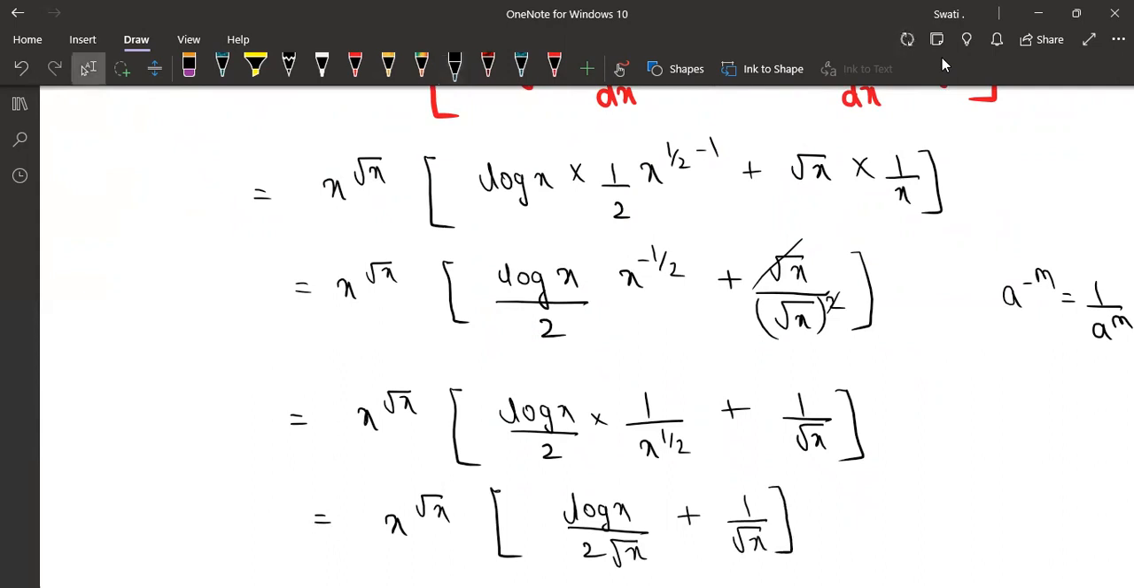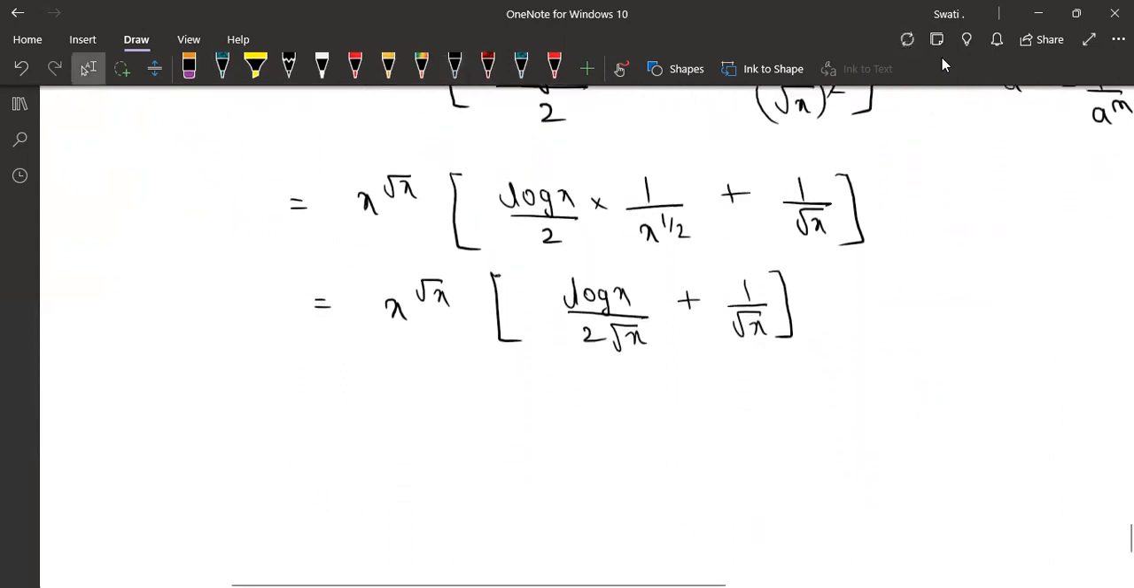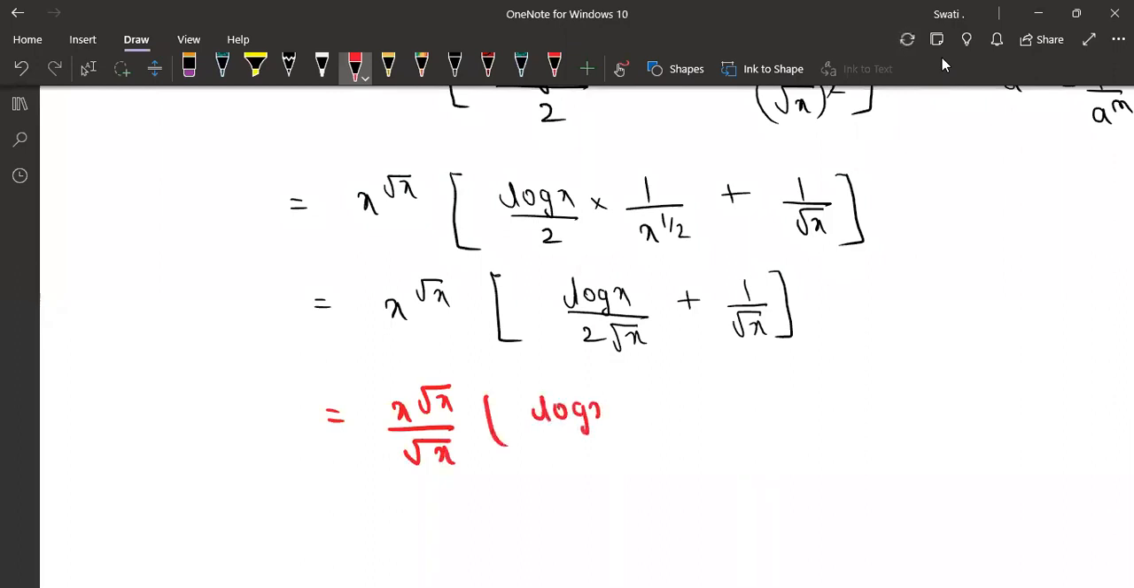That is it. If you want, you can stop here, or if you want, you can also take this root x common. So if I take this root x common, it will become x root x upon root x, and then inside the bracket, we are getting log x over 2 plus 1. This is what we are getting, and this is our final answer.